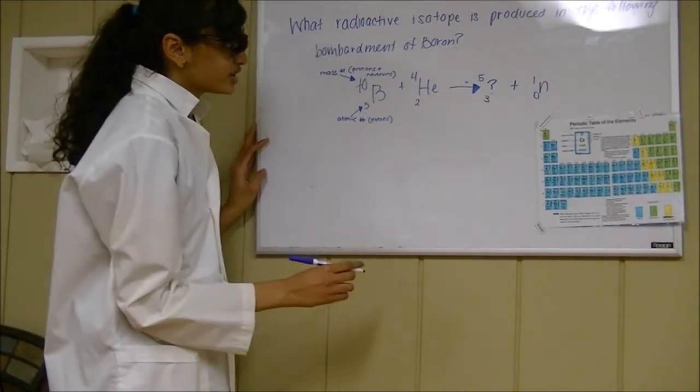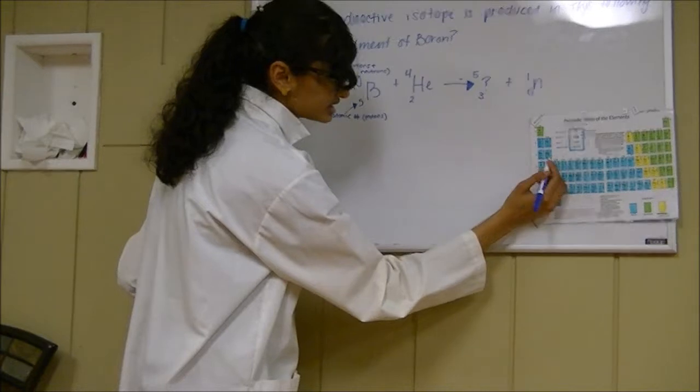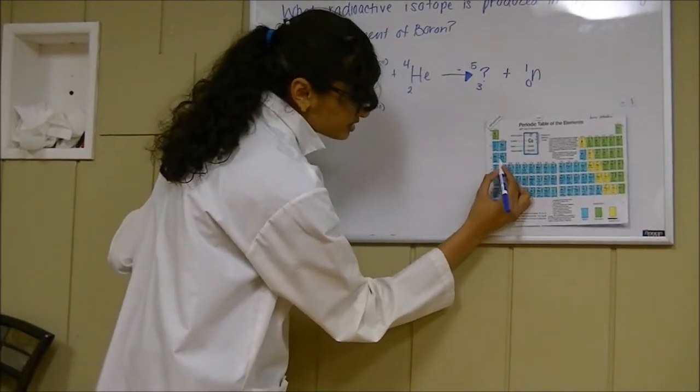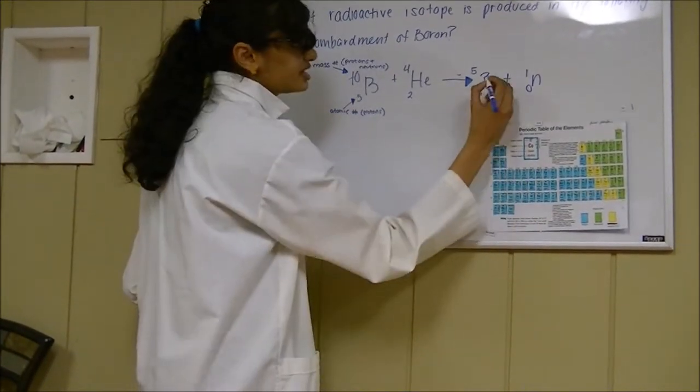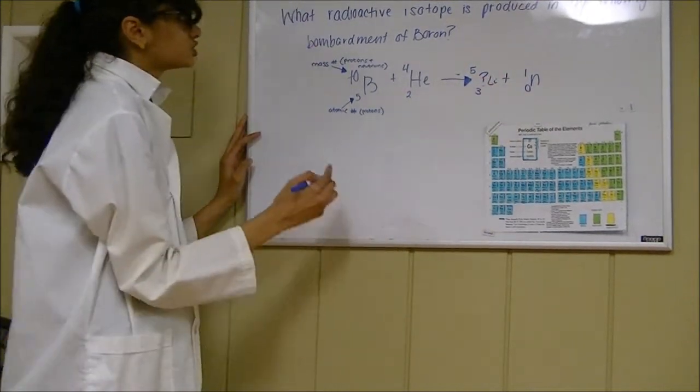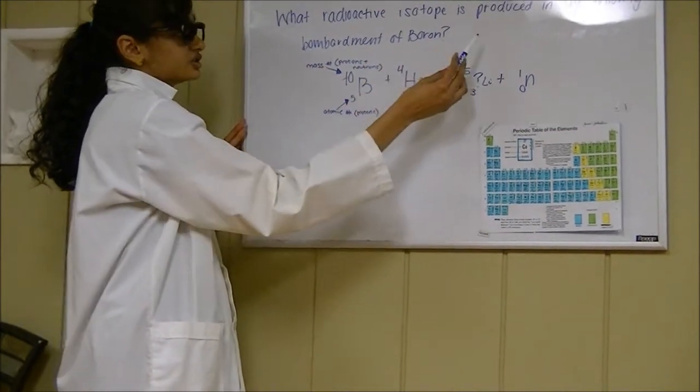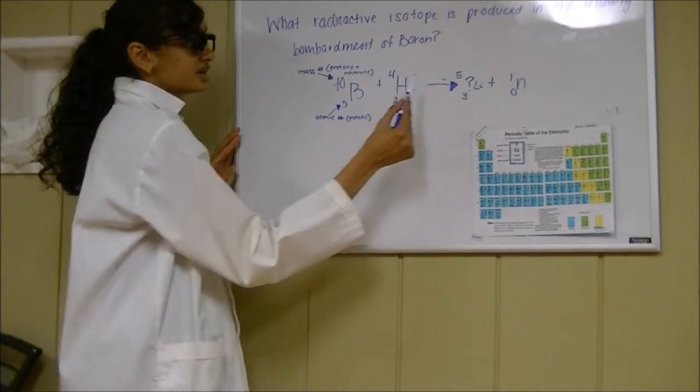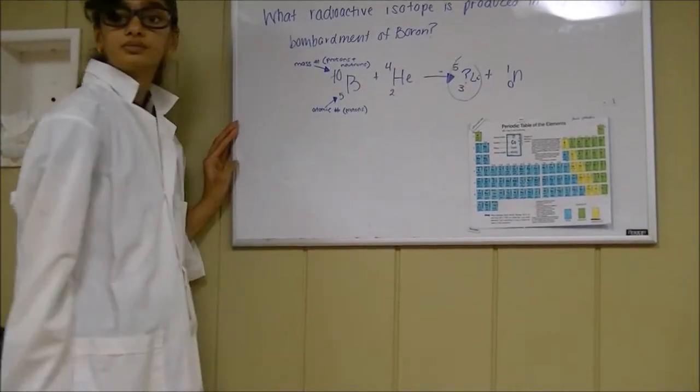And now we refer to the periodic table and see what has an atomic number of 3. And we get lithium, which means the answer to what radioactive isotope is produced in this following bombardment of boron is lithium.